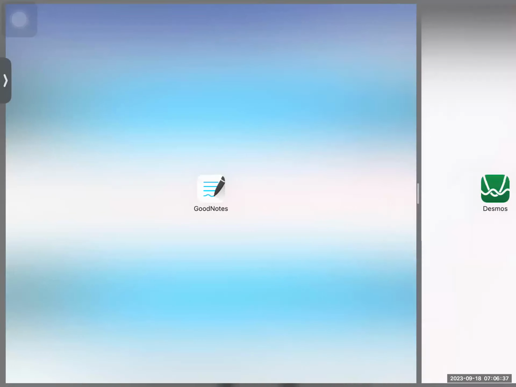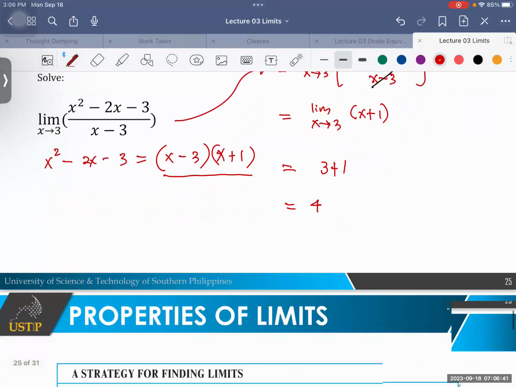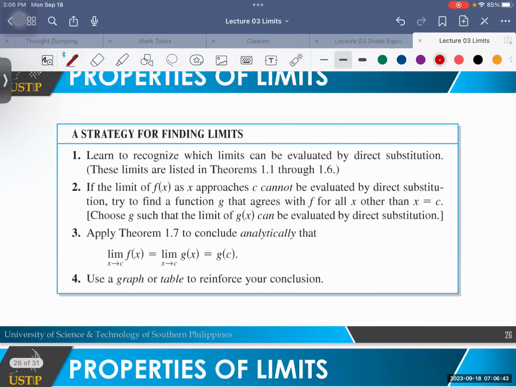Okay, so let's move on to strategies for finding limits. First, learn to recognize which limits can be evaluated by direct substitution. The first approach is: if I directly substitute the value of c for x, do I get a real number?